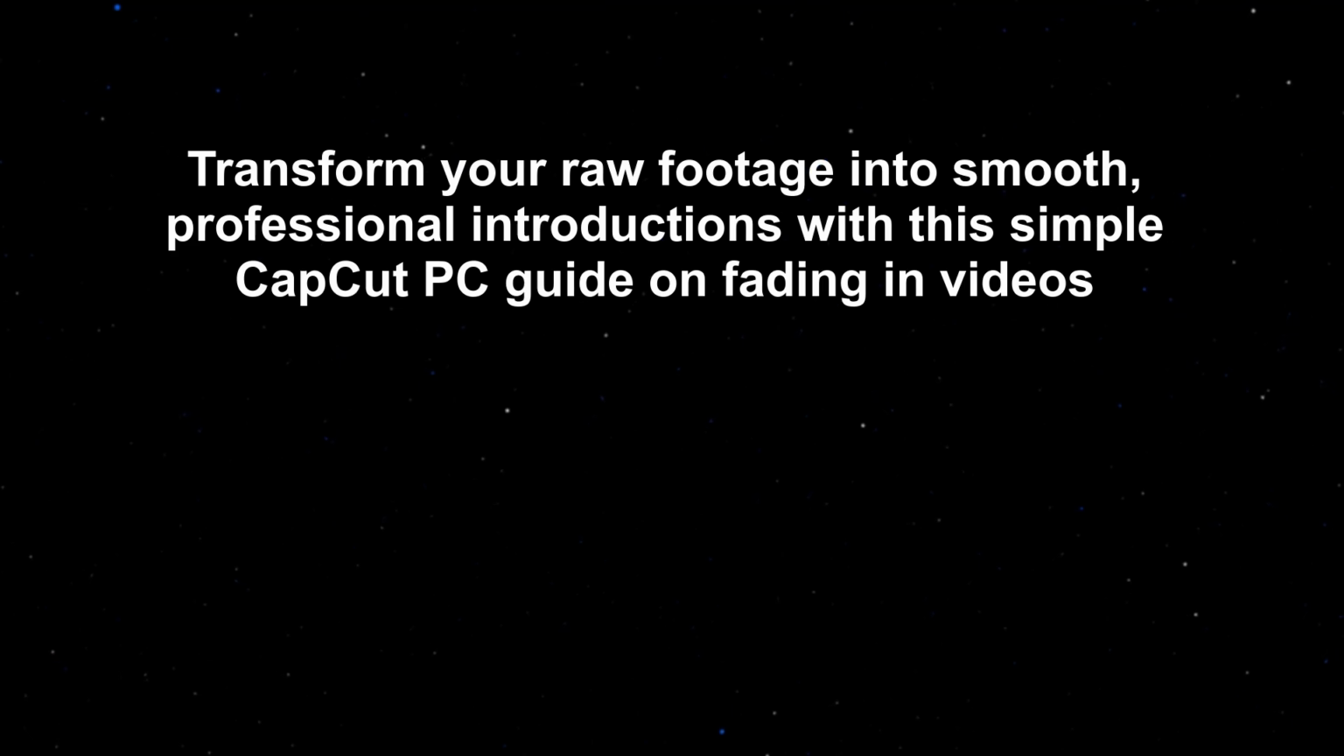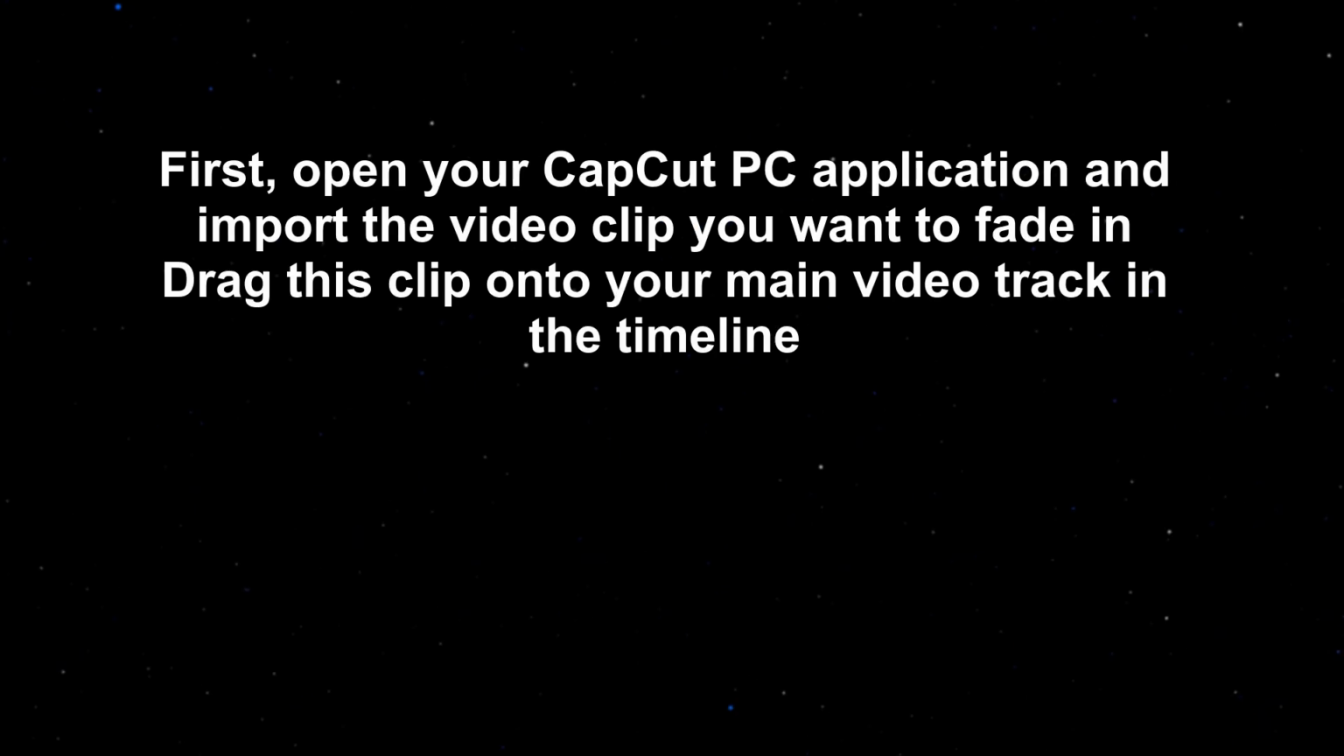Transform your raw footage into smooth, professional introductions with this simple CapCut PC guide on fading in videos. First, open your CapCut PC application and import the video clip you want to fade in. Drag this clip onto your main video track in the timeline.